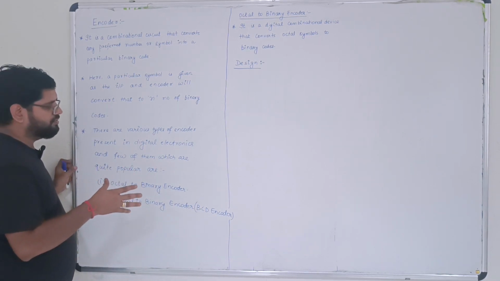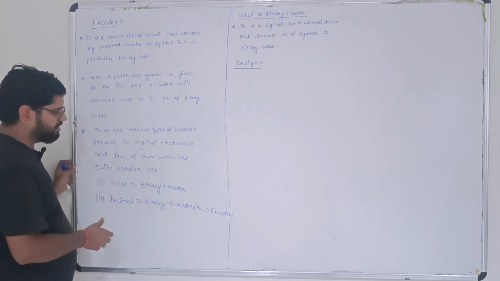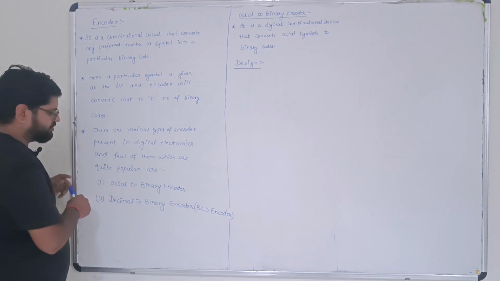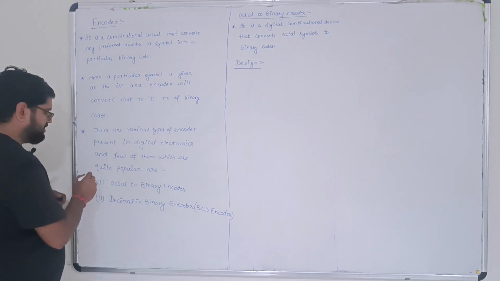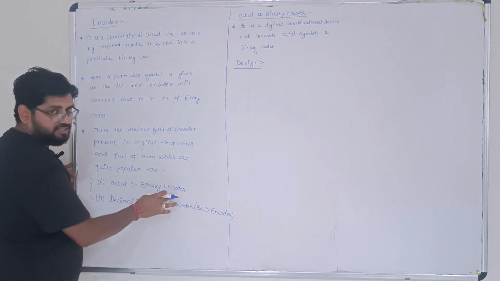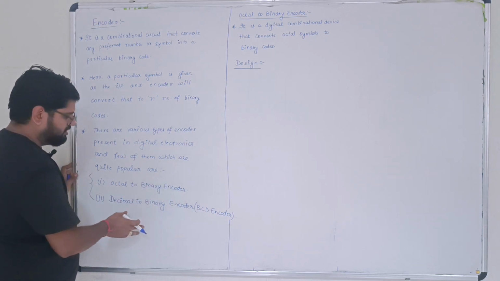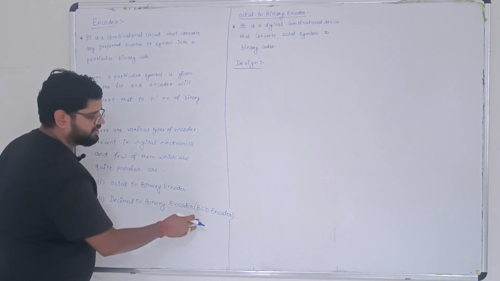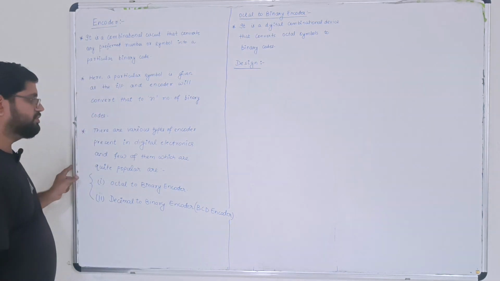Now there are various types of encoder present in digital electronics, and depending on our syllabus we have to focus on these two encoders. The first one is the octal to binary encoder, and the second is the decimal to binary encoder. It is also known as the BCD encoder.